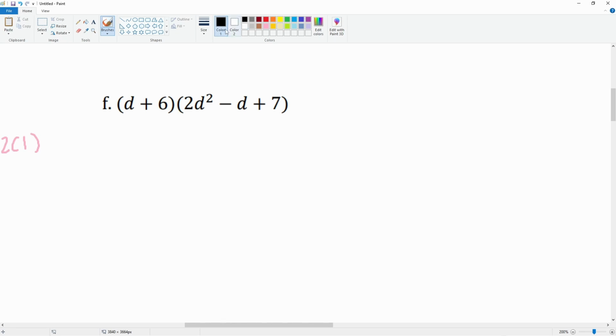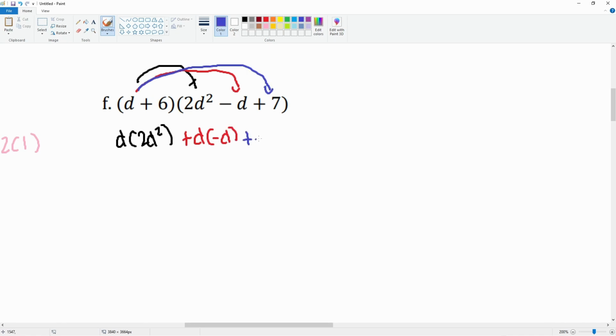And then the last one. The d is going to be multiplied to the 2d squared. Then that d is going to be multiplied to the negative d. And then you're going to have the d multiplied to the 7. Next, you have that 6 going to be multiplied to the 2d squared. 6 going to be multiplied to the negative d. And then you have the 6 multiplied to the 7.